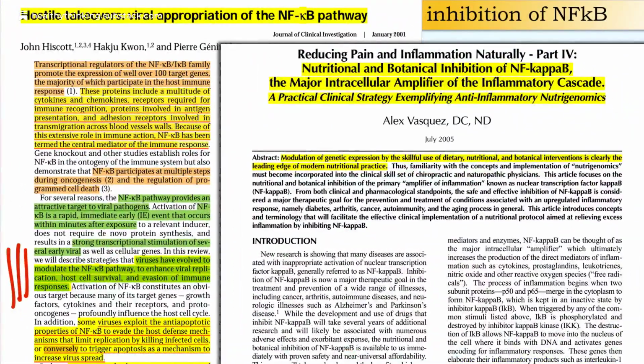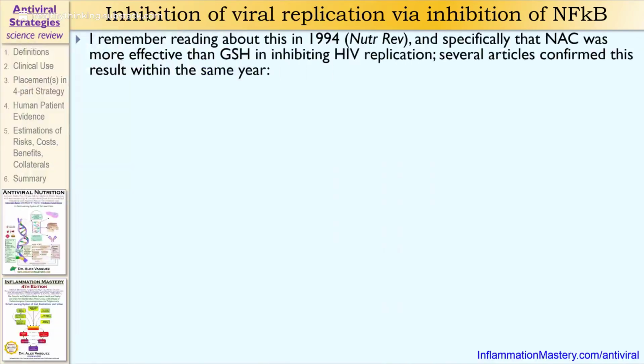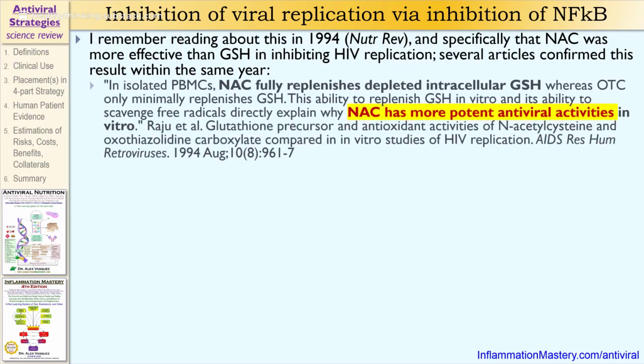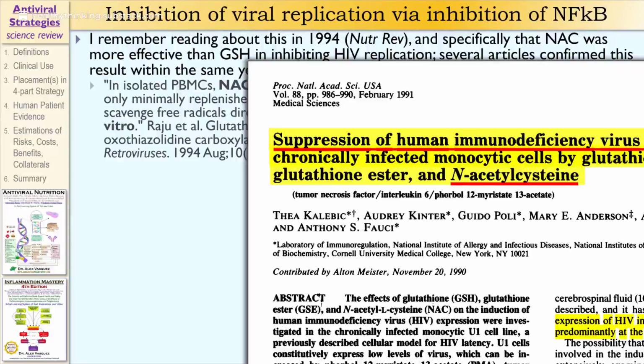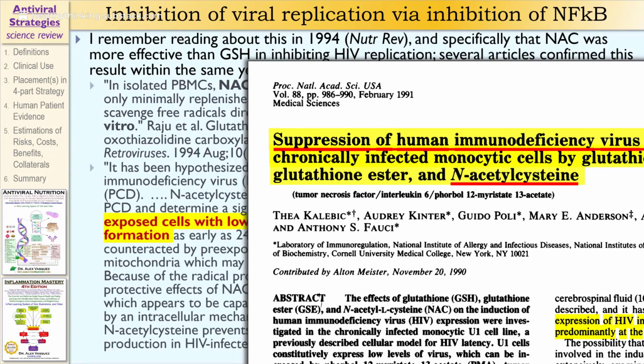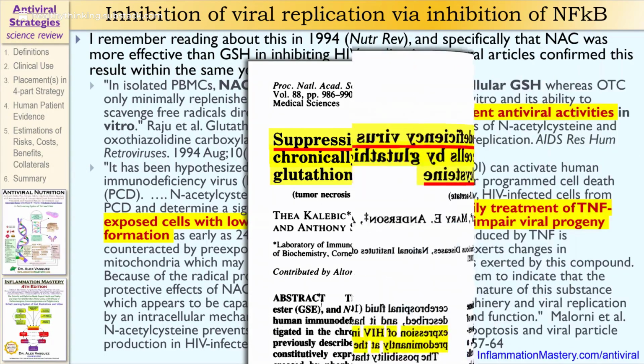Let's focus a little bit on that NF-kappa B pathway because it's certainly worthy of discussion and understanding. Actually, I remember reading about this back in 1994 when I used to subscribe to Nutrition Reviews, and at that time they had published a review article discussing the antiviral benefits of NAC and how NAC was actually superior to glutathione in inhibiting HIV replication. So again, I very clearly remember that in 1994, and these were probably the articles that were reviewed at that time. This particular article showed that NAC was more potent than glutathione in its antiviral activities, and another article showed the same, namely that NAC was able to block viral replication.